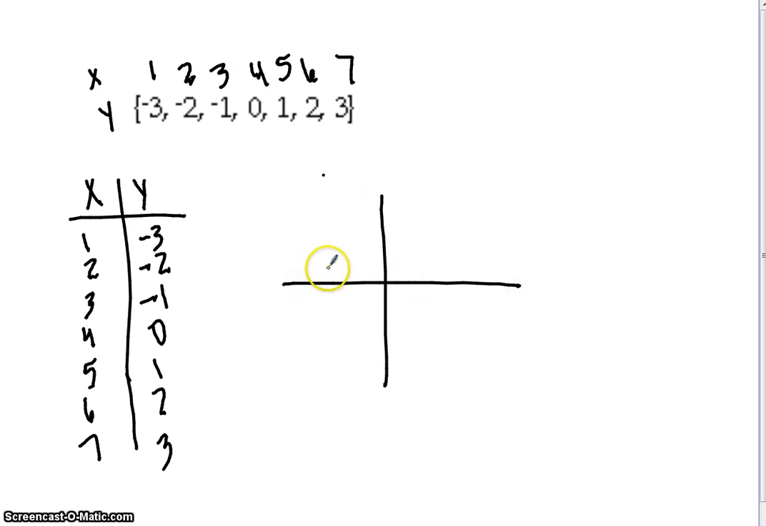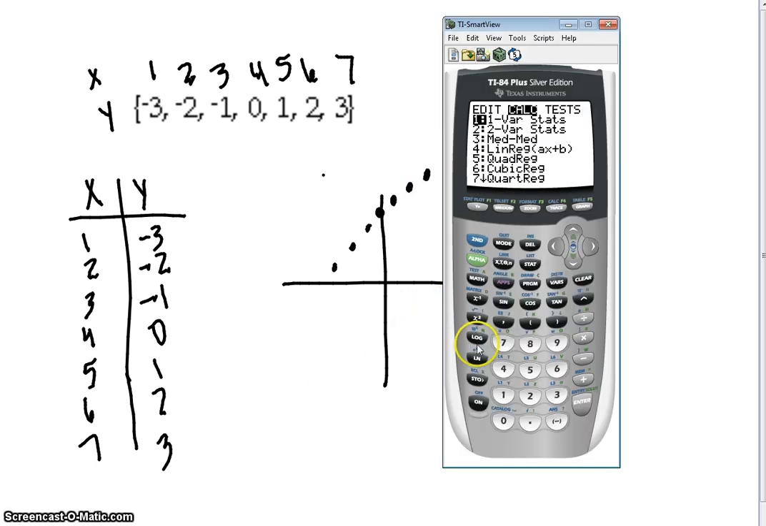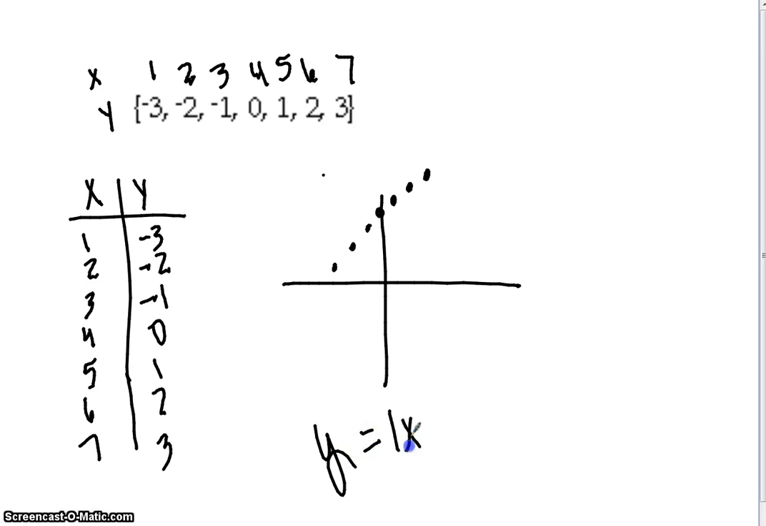We go left 3, up 1. Left 2, up 2. Left 1, up 3. 0, 4. 1, 5. 2, 6. It looks linear, but just in case, I'm going to go ahead and go with 5 for quadratic. Sure enough, it is linear because a is 0. We have 1x minus 4. Y is equal to 1x minus 4.